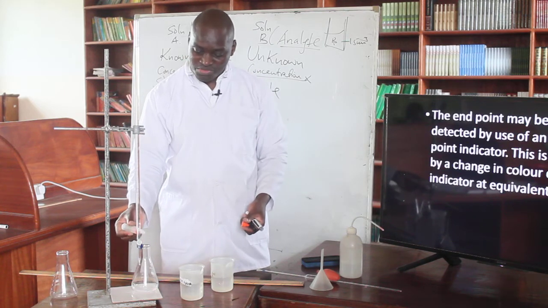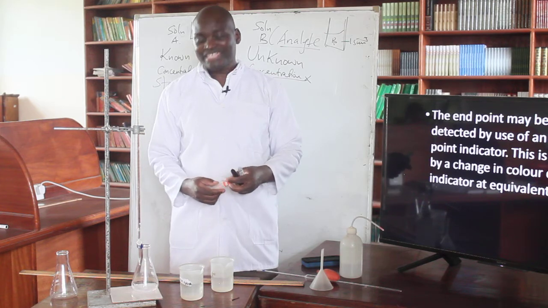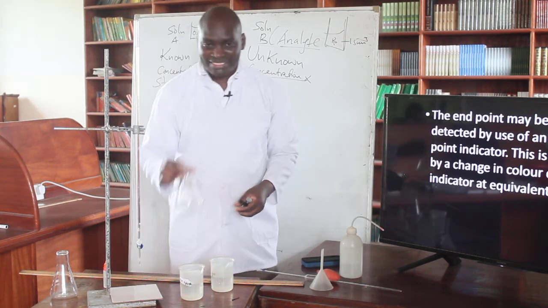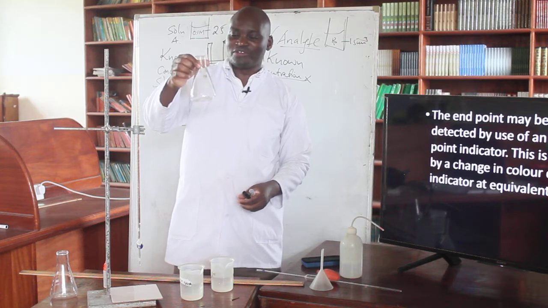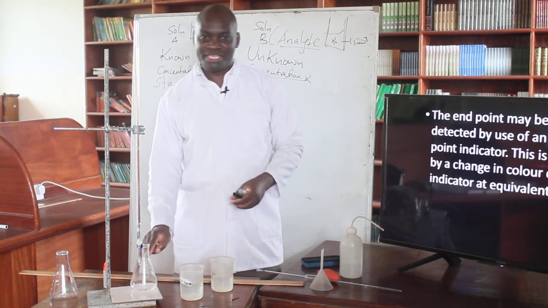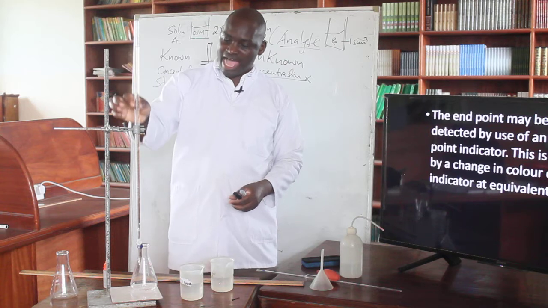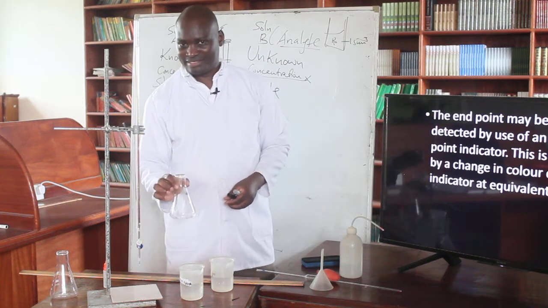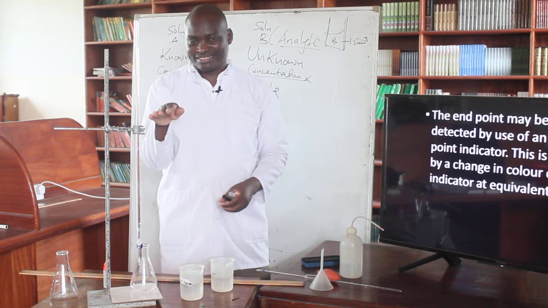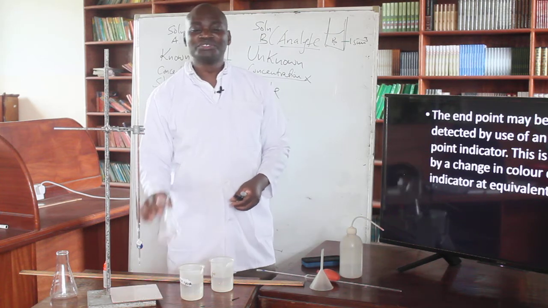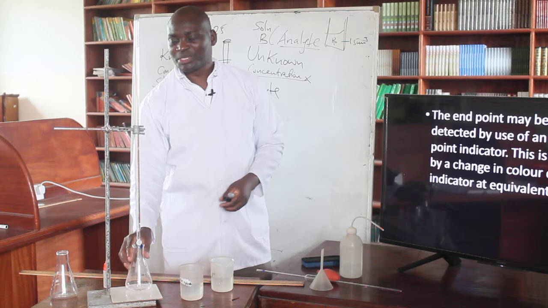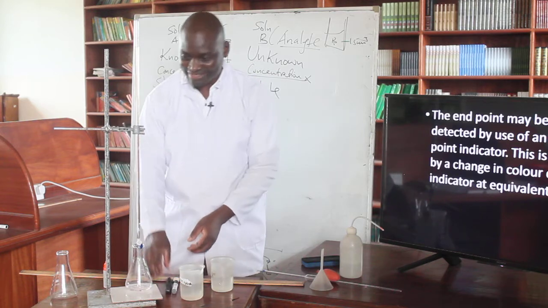Like now I can put 2, 3 drops. So that is an indicator. So the indicator, after being placed in the conical flask, when you'll be reacting A and B, the analyte and the standard, what will have happened is that when the reaction is complete, the color of the solution will change. And that one will signal that you're supposed to stop titrating.